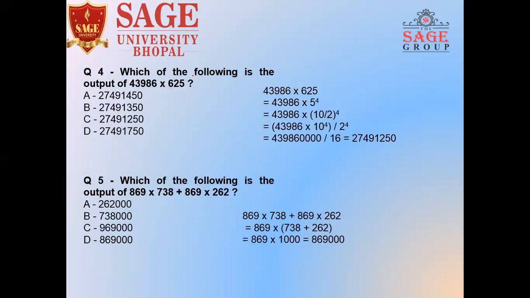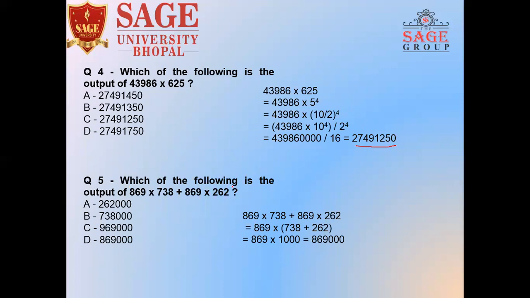Similarly, question number 4, which of the following is the output of 43986 into 625? In place of 625, we write 5 raised to the power 4. Again, we break 5 raised to the power 4 equal to 10 power 4 divided by 2 raised to the power 4. While calculating this, we get 27491250 as the answer.